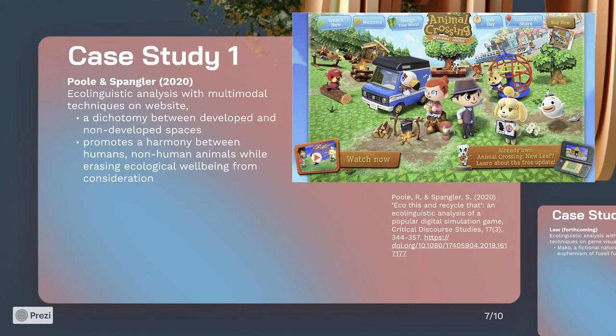Okay? So two case studies, very quickly. One is by Paul and Sprangler. Basically what they looked at is Animal Crossing New Leaf, and then they did some linguistics and multimodal analysis of the marketing materials, for example, and they found there's a dichotomy between the developed and non-developed area, the non-developed space.